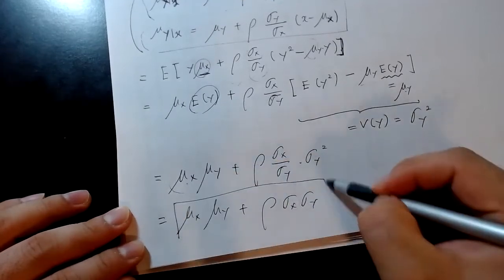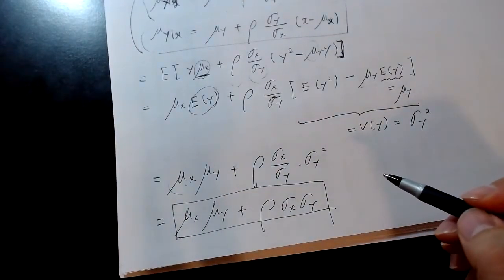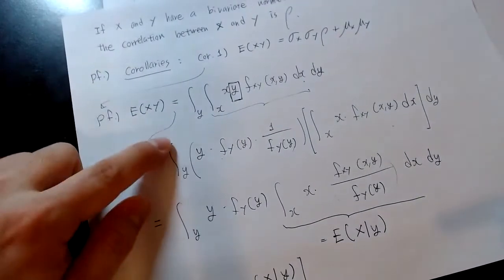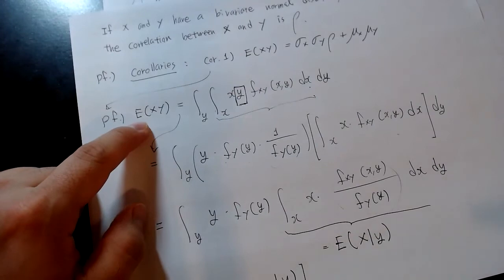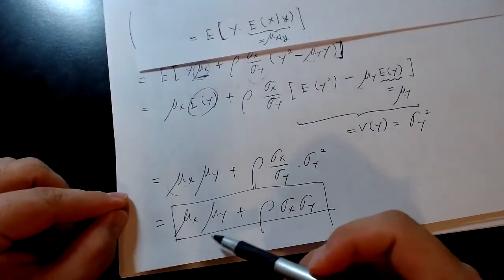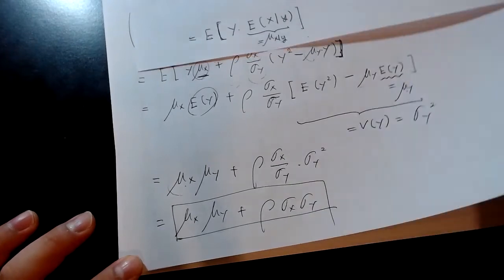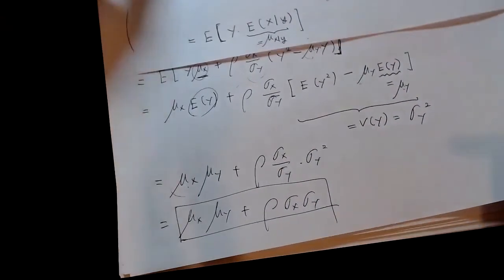Okay, so I proved it. All right. We started from the expected value of X times Y, and it ends up with mu x mu y plus rho sigma x sigma y. Okay. So now, next corollary.